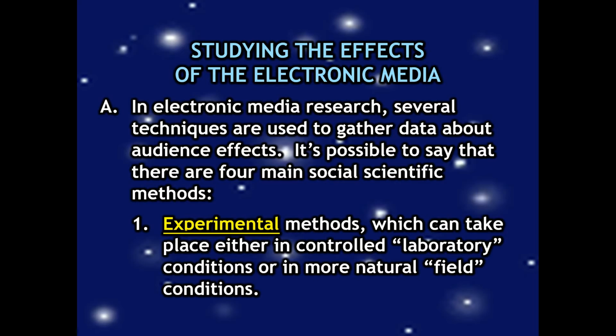In electronic media research, several techniques are used to gather data about audience effects. It's possible to say that there are 4 main social scientific methods, at least as we talk about them in the scope of broadcasting. First off, experimental methods, which can take place either in controlled laboratory conditions or they can happen in more natural field conditions. We'll talk a little bit about the distinctions there.